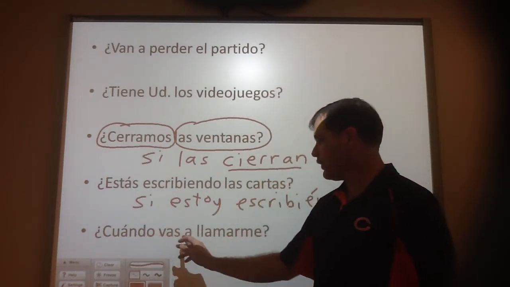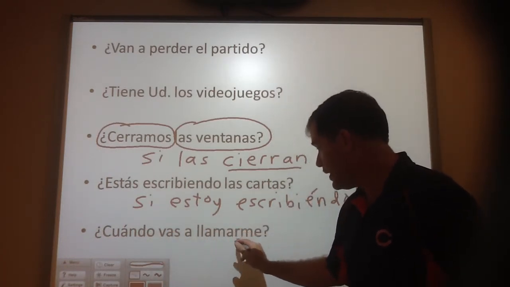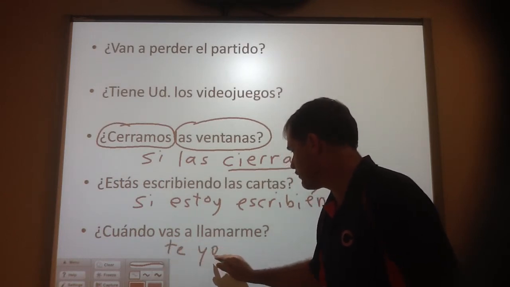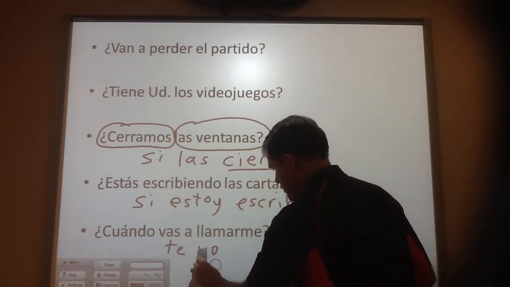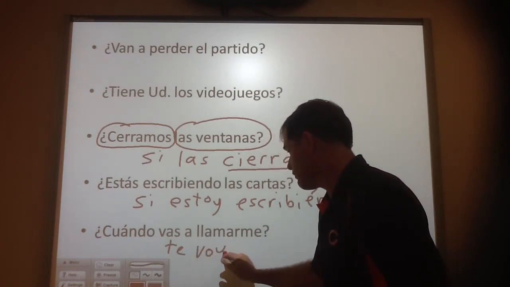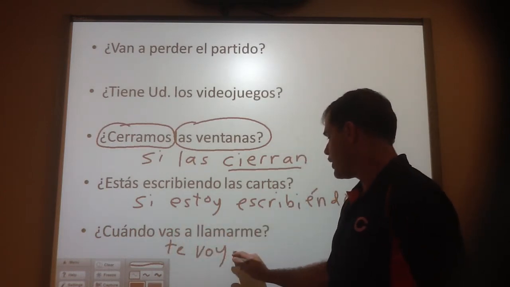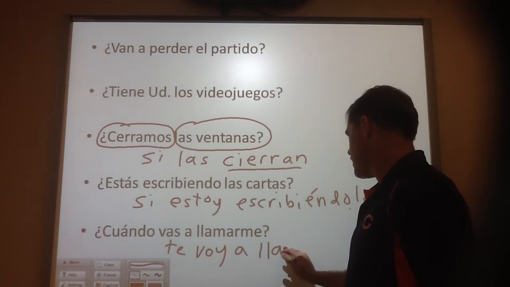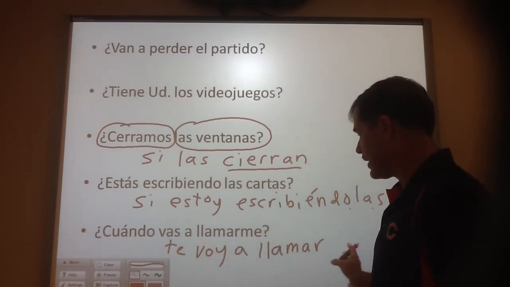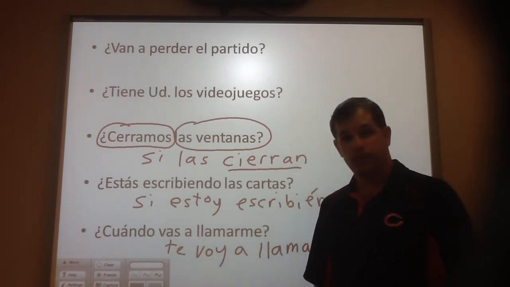Okay? And ¿cuándo vas a llamarme? When are you going to call me? Here I can say te. I can put it in front of the verb because I have a conjugated verb. If I'm going to say voy, question is vas, when are you going to call me? I'm going to call you. Voy a llamar mañana. Te voy a llamar mañana. I'm going to call you tomorrow.